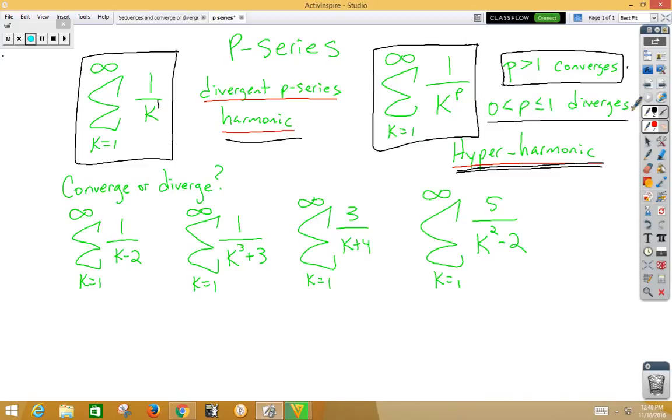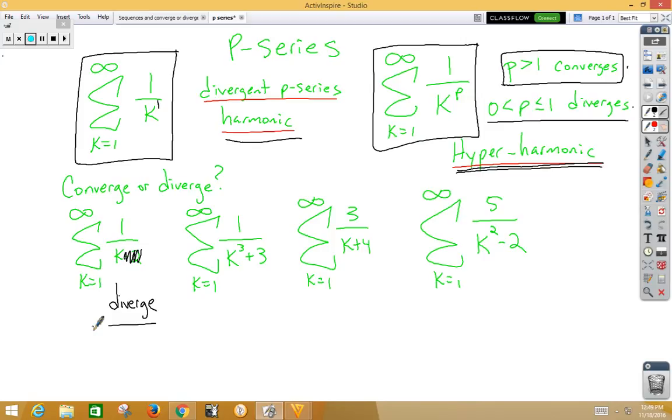So let's take a look at a couple and see what we can do. Converge or diverge? Well, if we look at this first one, you can pretty much ignore the back term on these. So if we ignore the back term just for a moment, notice it says 1 over k. That is the divergent P-series, so this thing will diverge.